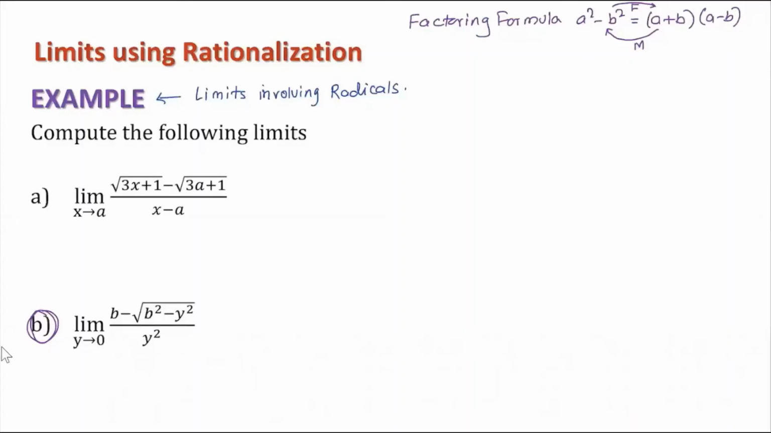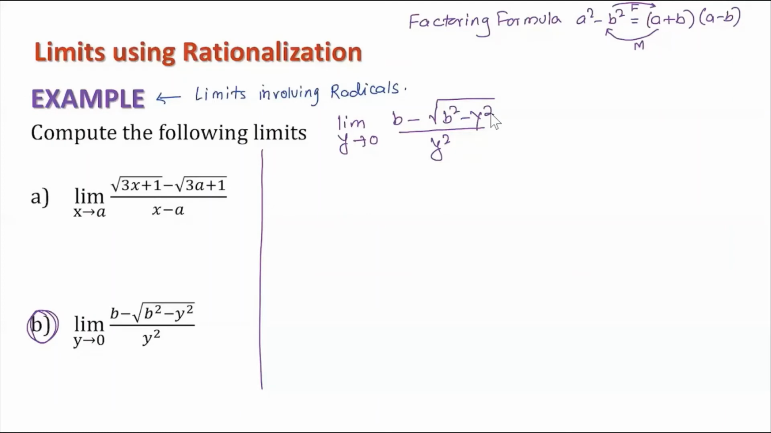So now we are going to work on part B. I'm going to write from the top here. So in part B, we have the limit as y approaches 0 of (b minus the square root of b squared minus y squared) over y squared. So here also you can see this limit involves a radical. We have a square root of b squared minus y squared.